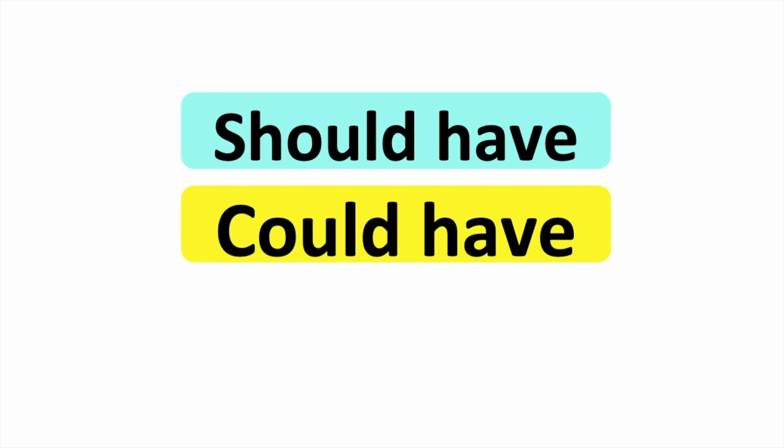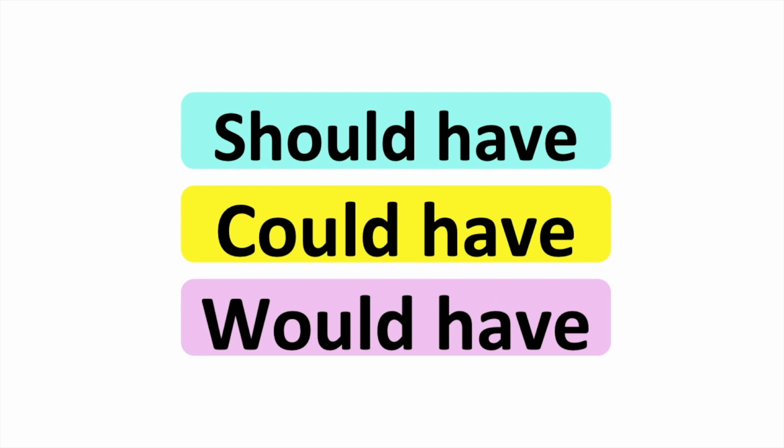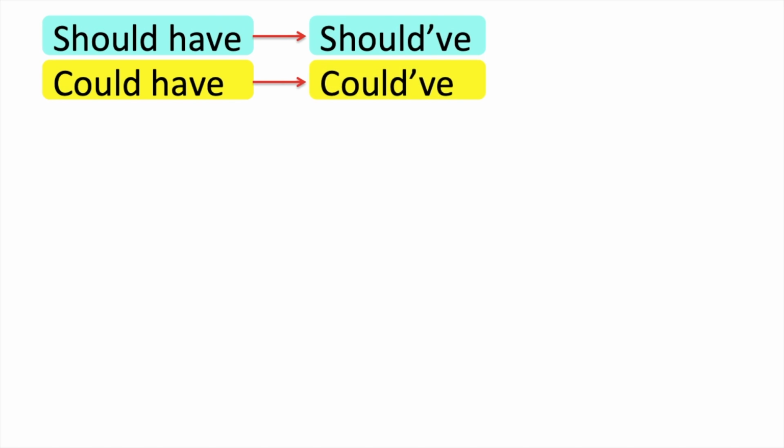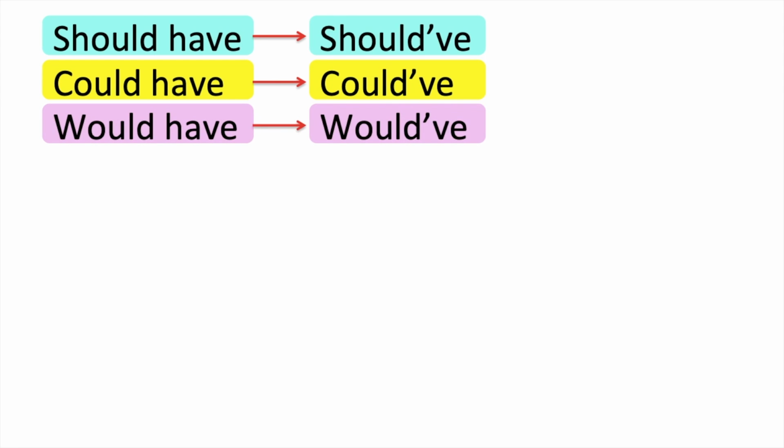Should have, could have, would have. Generally, in everyday spoken English, we shorten these words to should've, could've, would've. Should, could, would are known as modal verbs.